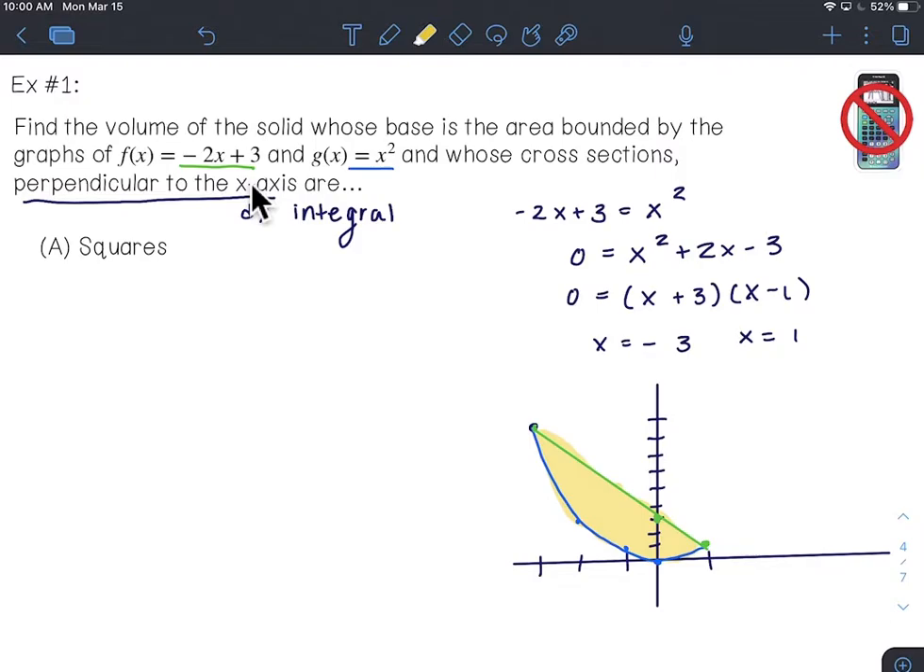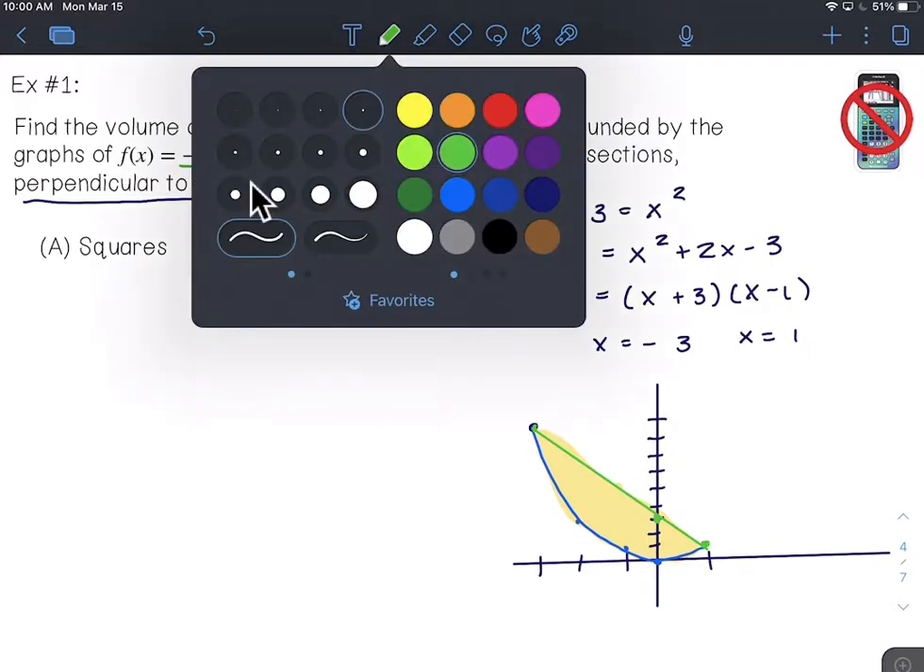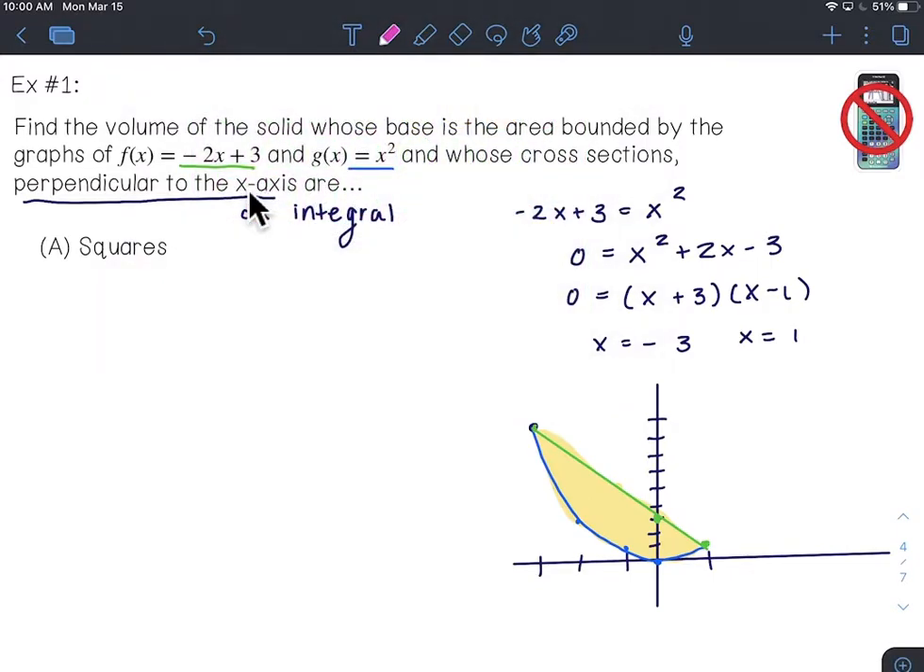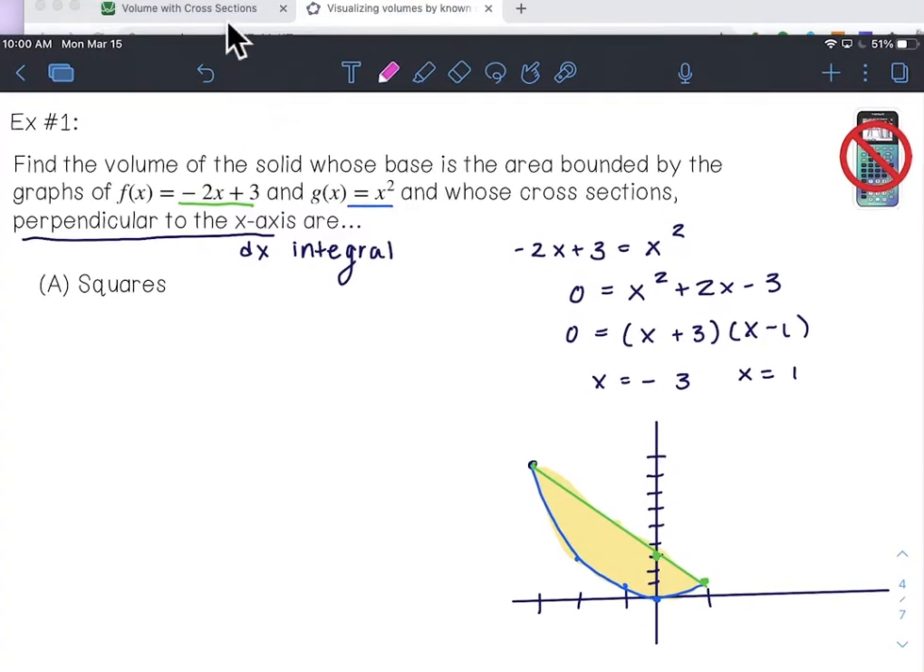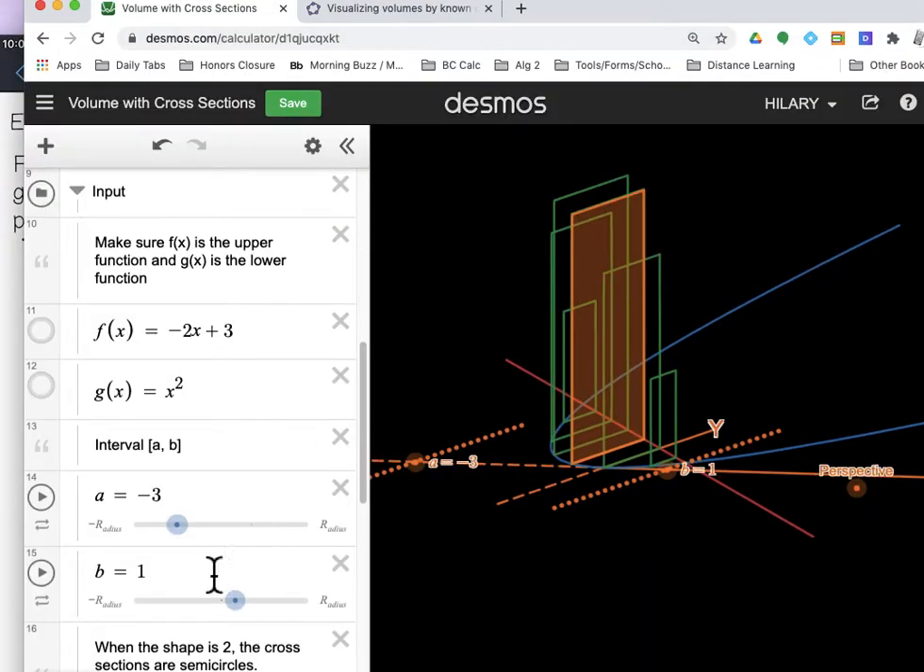Okay, so the first thing we want to do is project squares out of this. So when we project these squares, I actually have a thing on Desmos up here. We're just going to take a quick look at that. So here you can see I've graphed negative 2x plus 3 and x squared.